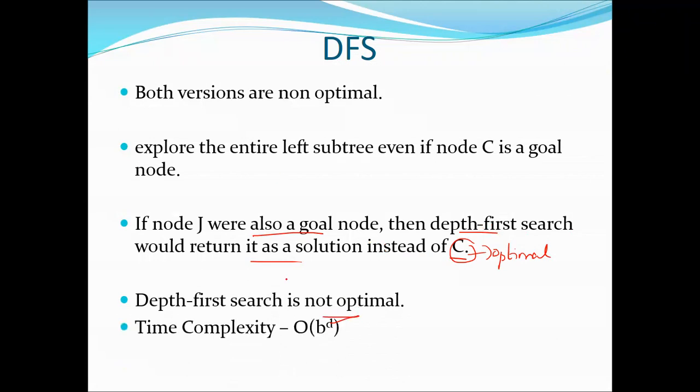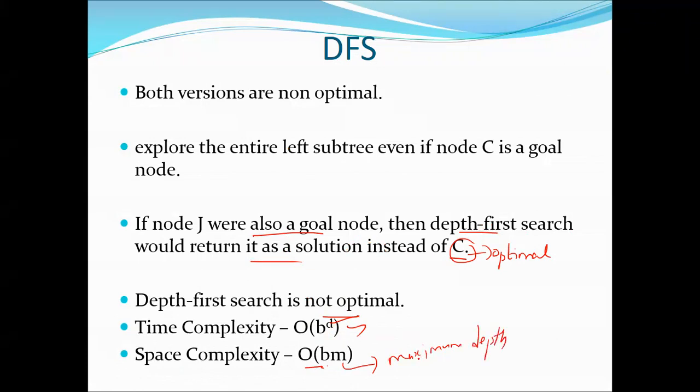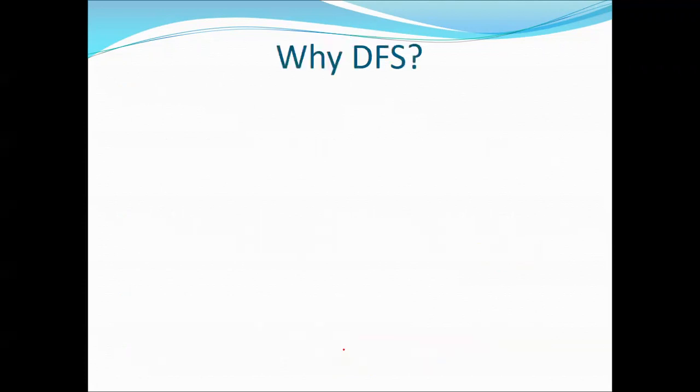And the time complexity of DFS is order of b to the power d, which is same as that of BFS. And the space complexity is order of bm, where b is the branching factor and m is the maximum depth. Here m represents the maximum depth of the tree, whereas d represents the depth at which the solution is available. So space complexity is not of exponential order; it is of linear order.